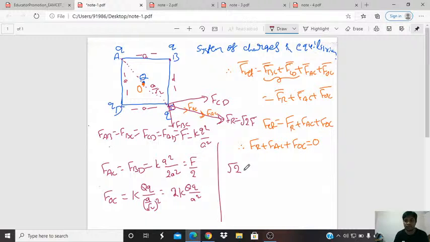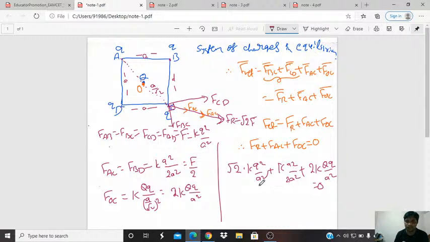What is root 2F? F means K into Q square by A square. Plus FAC is what? F by 2. That is K into Q square by 2A square. Plus, see FOC. 2K into QQ by A square. It is equal to 0. Net force is what? 0. So, K by A square is common and Q is common. Right? Okay?